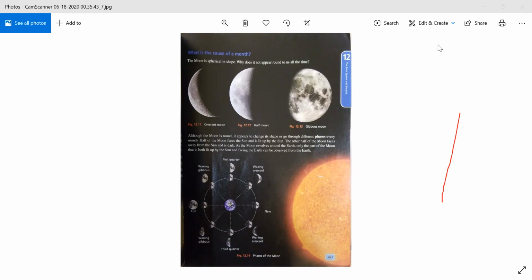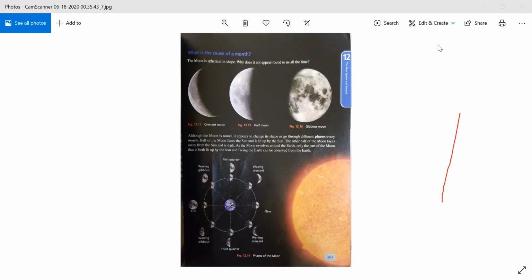Although the moon is round, it appears to change its shape or go through different phases every month. Half of the moon faces the sun and is lit up by the sun. The other half of the moon faces away from the sun and is dark. As the moon revolves around the earth, only the part of the moon that is both lit up by the sun and facing the earth can be observed from the earth.